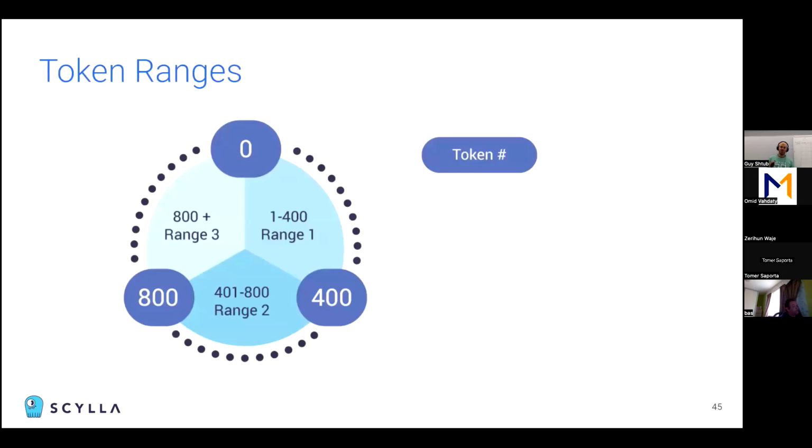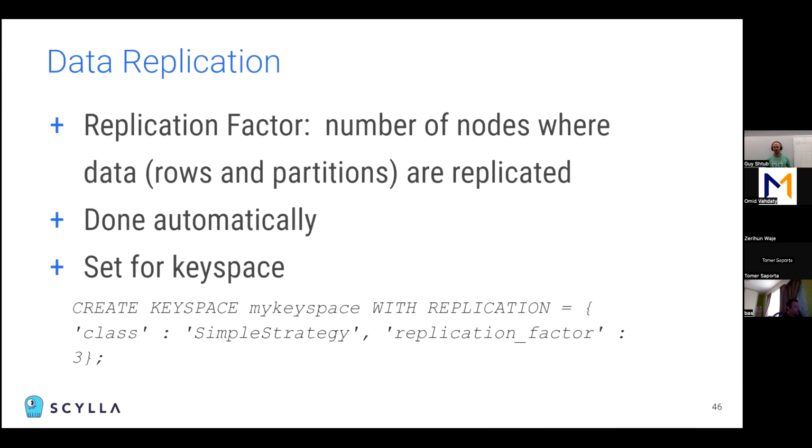So each node, here we have 3 nodes, is responsible for a different range of tokens. This is a simplification, of course, but it makes it easier to think about it. I mentioned data is replicated, and that's determined according to something called the replication factor. The replication factor is configurable. It's defined by the user. It's set for a key space. A key space is basically a container of tables.